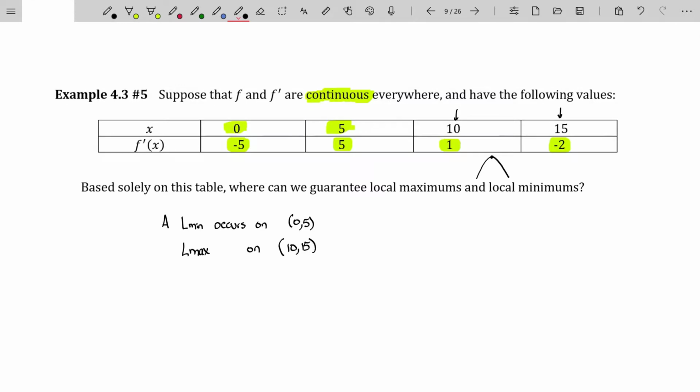So this is a good style of question that could be asked by your instructor or maybe in your homework or something like that. So just be aware that those can be asked of you.